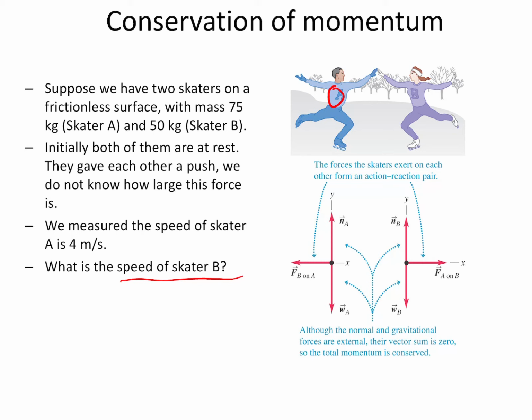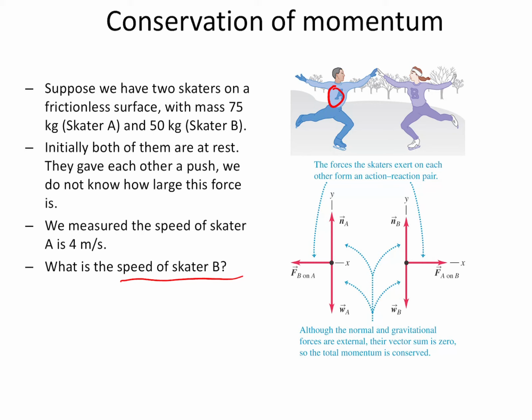Initially, both of them are at rest. So what is the momentum of the system before they push each other? Think about it for like 10 seconds. Okay. Apparently, the initial momentum of the system is 0, right? And then after they push each other, what would be the momentum of the system? The answer is also 0. The momentum of the system after they push each other is also 0.